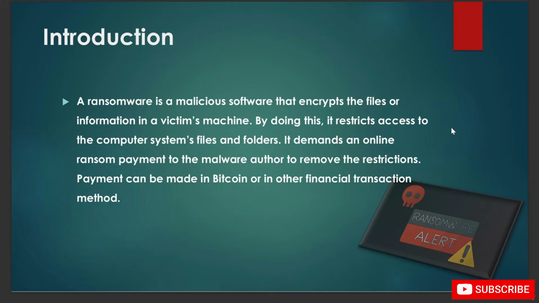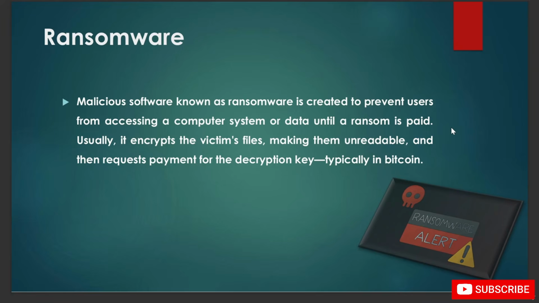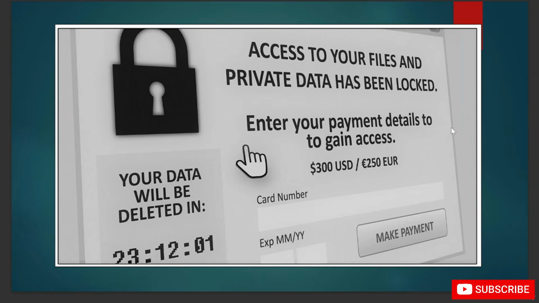So this is how ransomware works. It encrypts your files and requires that you make a payment to the malware creator before your files can be decrypted and delivered to you. All right, let's move on. Now, malicious software known as ransomware is created to prevent users from accessing a computer system or data until a ransom is paid. Usually, it encrypts the victim's files, making them unreadable, and then requests payment for the decryption key, typically in Bitcoin.